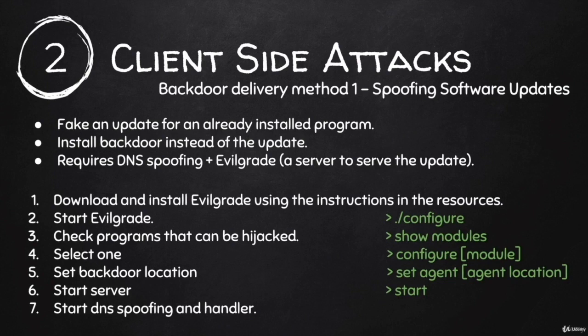So when a specific program at the target computer checks for updates, it will say that there is an update, and when they install that update, they will actually be installing a backdoor. The only limitation to this method is you need to be the man in the middle. It doesn't matter how, but you need to be able to intercept the connections. So you can do this using ARP spoofing, or using a fake access point, as I showed you before, or using any other method that will allow you to intercept the connections.